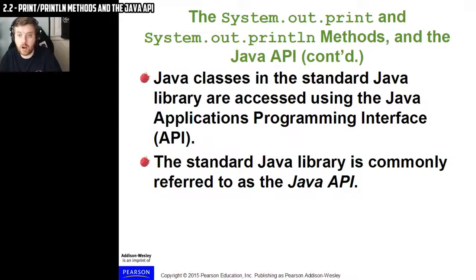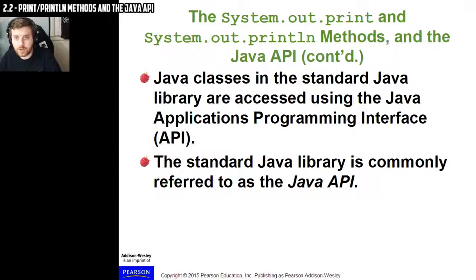And you'll often hear us talk about the Java API. We'll talk about the Java API throughout the semester. The Java API refers to a collection of classes, a library full of classes that Java provides to us to provide a lot of common functionality that we might need. So, the Java API in this case is providing to us methods for printing things out to the screen.